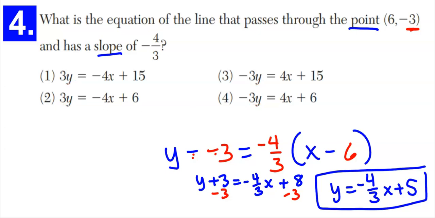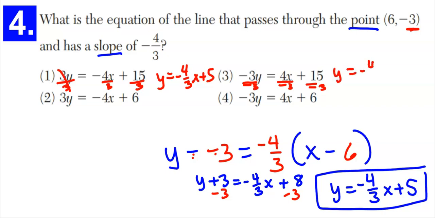In order to isolate each of these options, I simply divide each side by 3 here, or for this one, divide each side by -3. And I would do that for every choice. So when I look at choice number 1, when I divide by 3, I get y is equal to -4/3 x plus 5. But when I do it for option number 3, I get y equals -4/3 x minus 5. So you notice the difference?